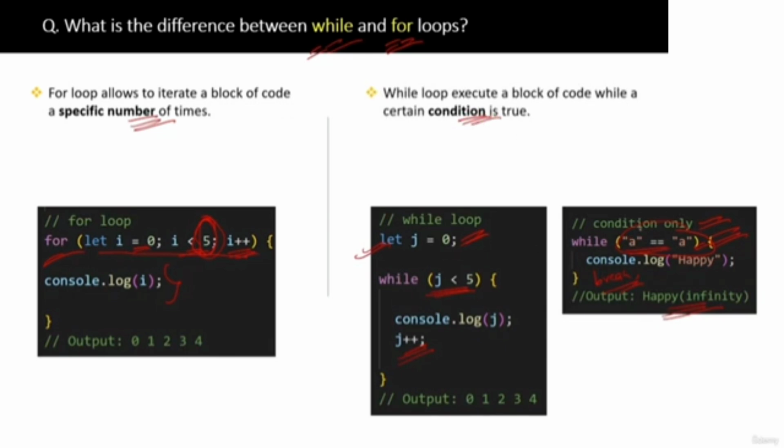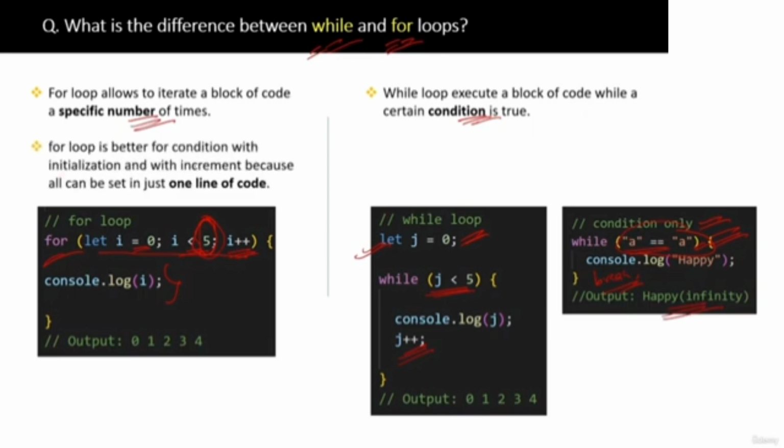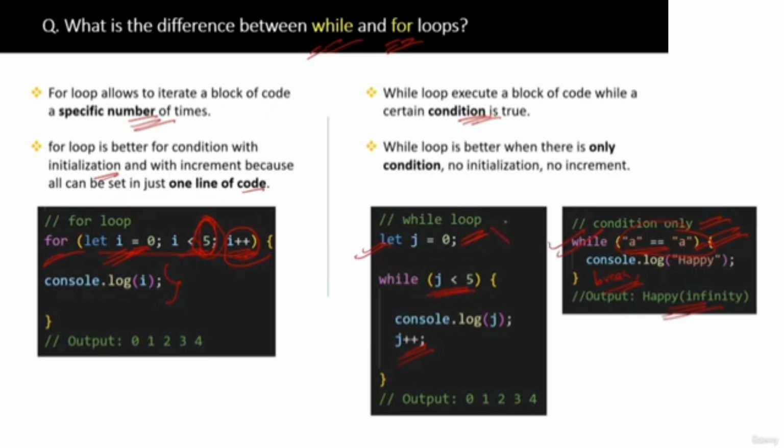So when to use the for loop? For loops are better for conditions with initialization and increments on numbers because they can be set just in one line of code, right? Whereas a while loop is better when there is only one condition, no initialization and no increment is required. Then the while loop is the right choice. Great, I think now you will remember these differences like a beautiful song.